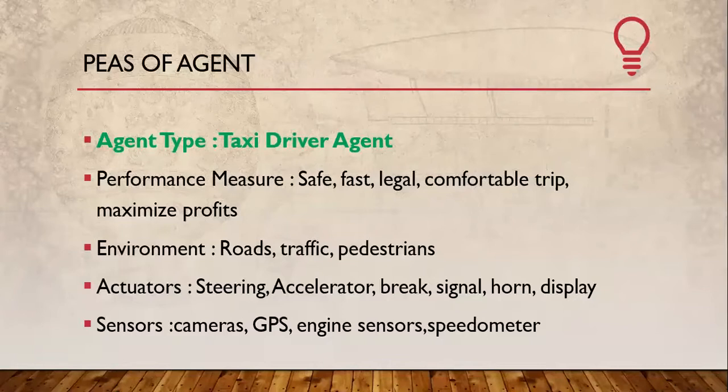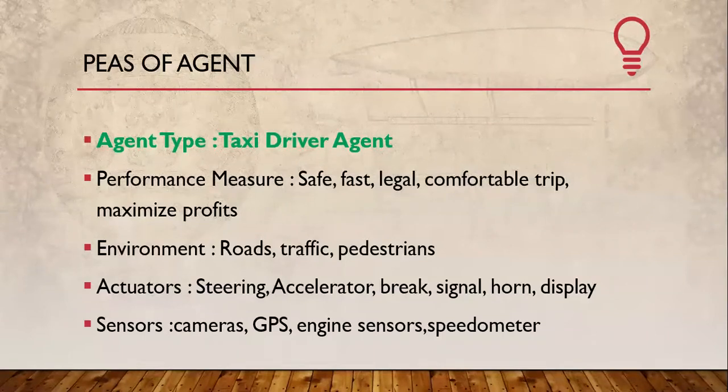Now, what will be the environment for this agent? Roads, traffic, pedestrians. What would be the actuators? How is it going to give the output? By steering, accelerator, brake, signal, horn, display, etc. And how is it going to sense? Using cameras, GPS, engine sensors, speedometers, etc. So this is an example of how the PEAS of the agent should be.